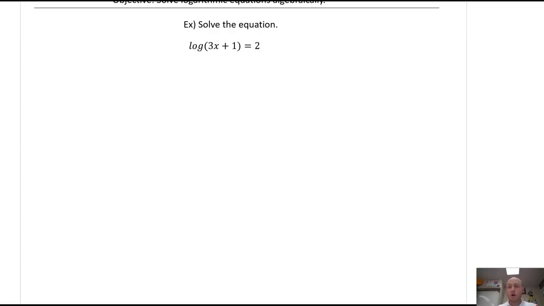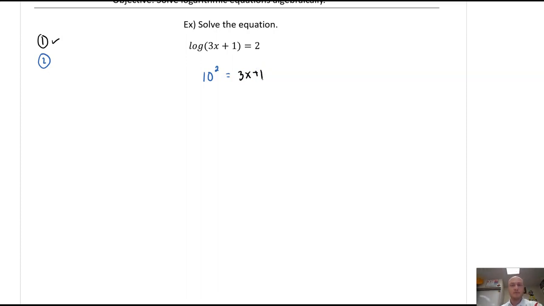Okay, I have one logarithm on the right side, so step 1 is already done. Step 2, I'm going to go ahead and switch to exponential form. I can't reduce the logarithm on either side. I only have one. So I'm going to use the base. Here's a question. What's the base of a common log? 10. Very good.